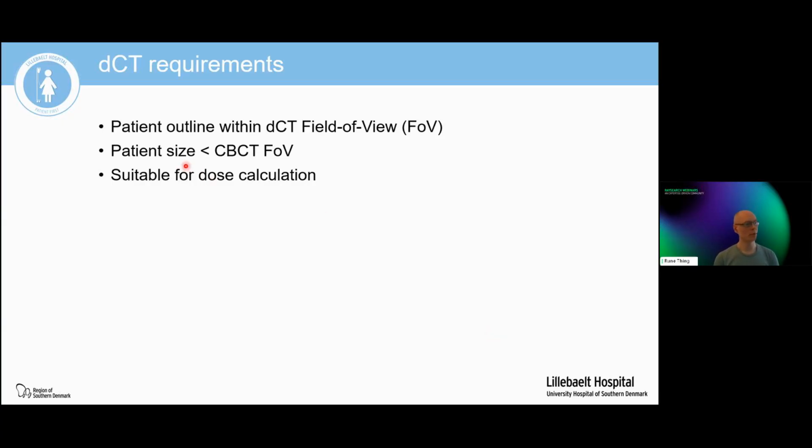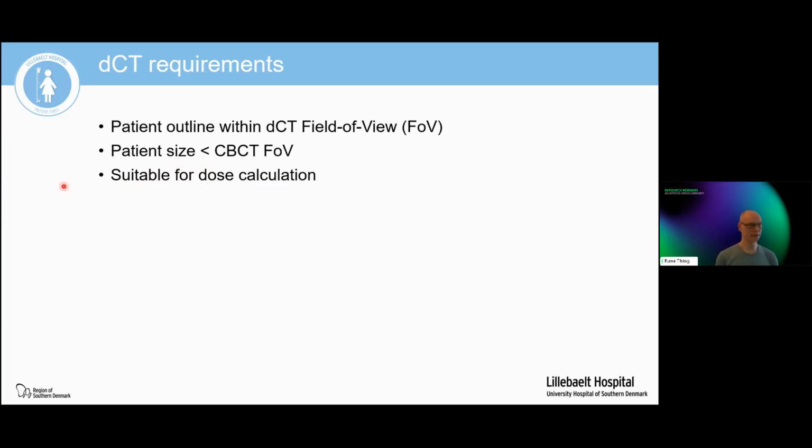Then we want the patient size to be smaller than the cone beam CT field of view, and that is quite easy to measure. Just measure the patient and know what your field of view size is on the cone beam CT. And then we must have the images that are suitable for dose calculation.